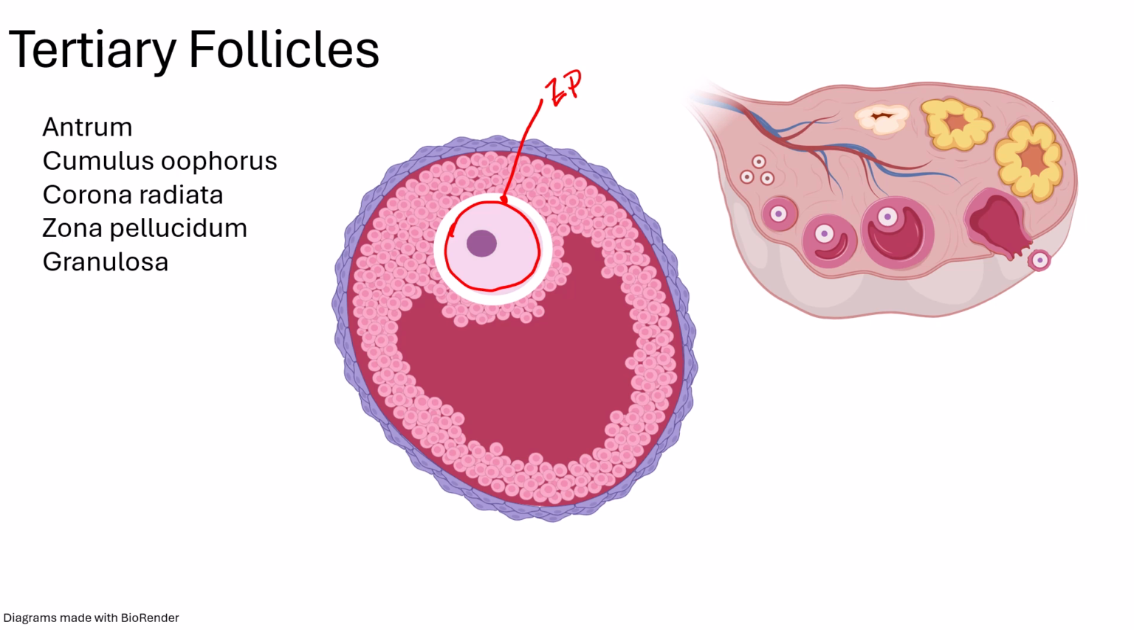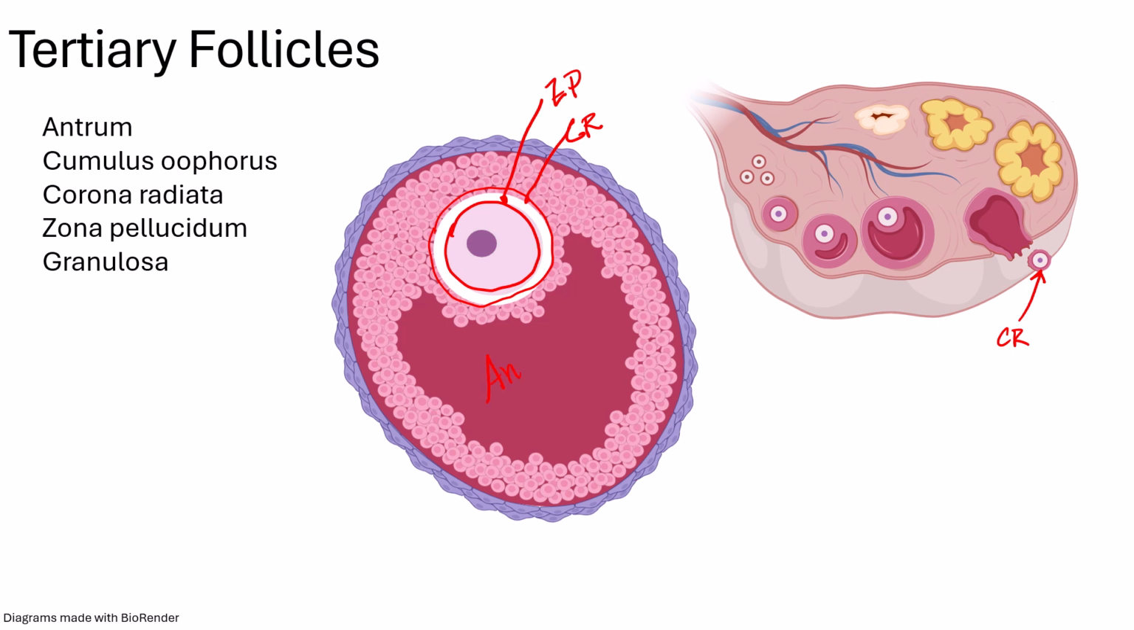Immediately outside the zona pellucida is one single layer of these granulosa cells, and this single layer is known as the corona radiata. And this corona radiata remains attached to the oocyte at ovulation. And you can see it on this ovulated ovum over here.